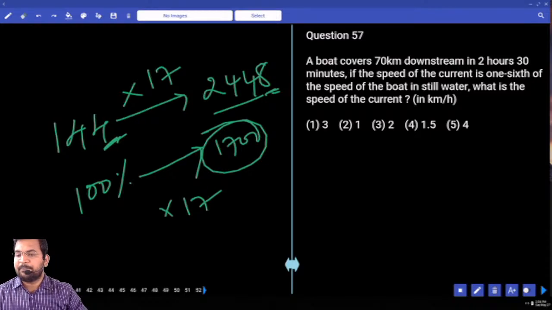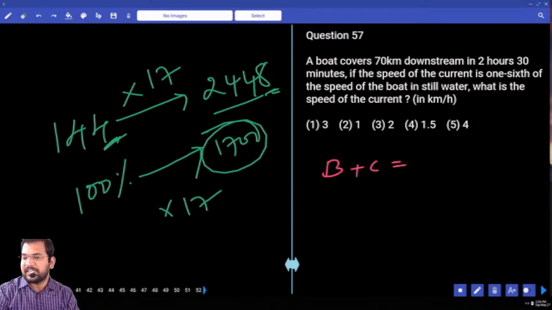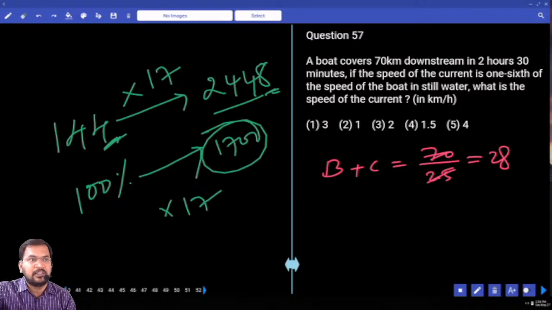Next one. A boat covers 70 kilometers downstream in 2 hours 30 minutes. Downstream is nothing but B plus C. 70 kilometers in 2.5 hours. 2.5 times 28 is 70, so B plus C is 28.